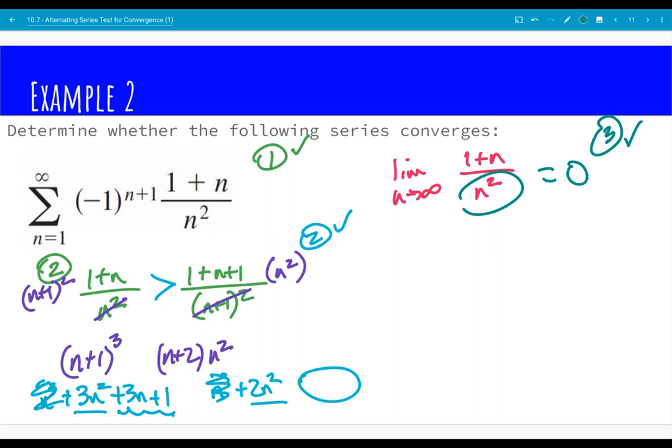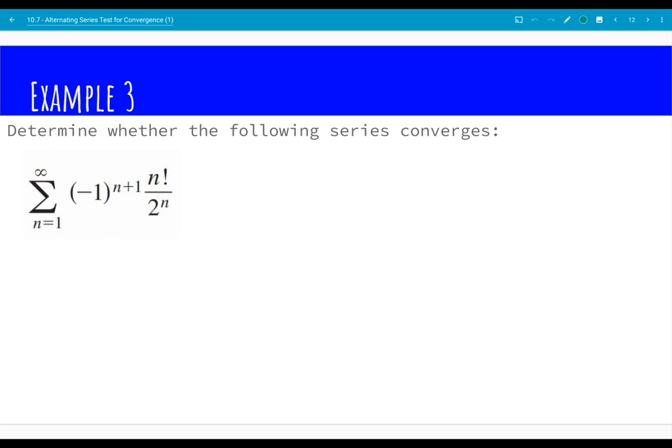I'm not going to write out the whole sentence again, but we can say the alternating series converges by the alternating series test because the terms decrease in absolute value or magnitude to 0. Next example here. First condition, it is an alternating series. So n factorial is always positive, 2 to the n is always positive, and this part right here that I have circled is going to alternate, so it does alternate.